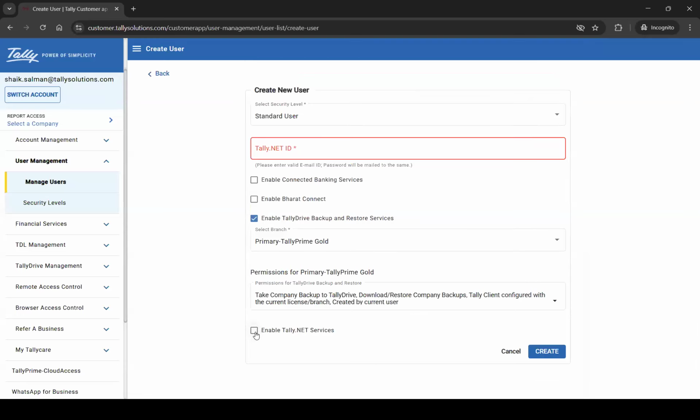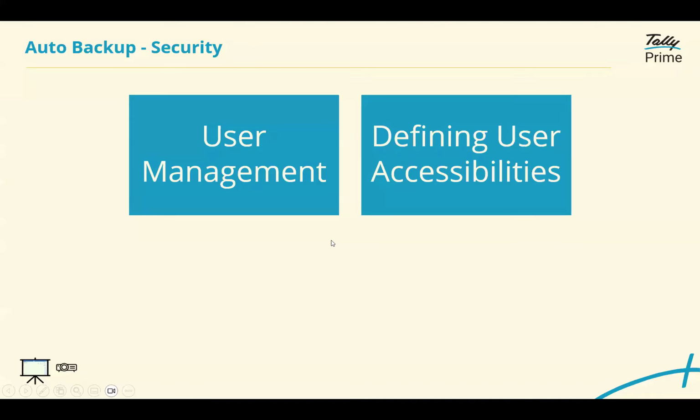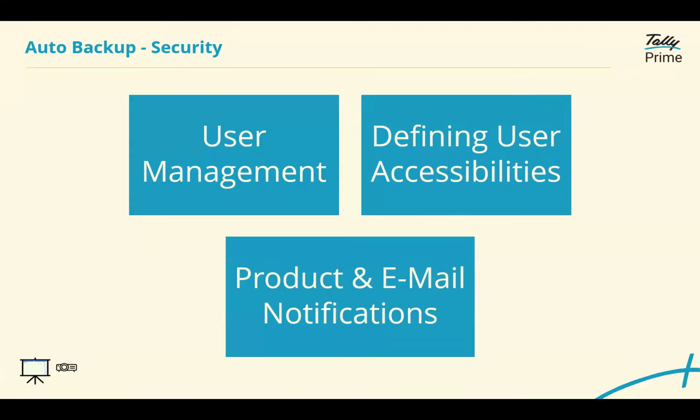So once you create a user, make sure you are enabling this permission and you are giving the permissions for the backup and restore. So once you create it, you can log in and you can access TallyDrive. And user accessibilities, I just showed you how we can create a user and how we can give him the accessibilities. And then we have product and email notifications.